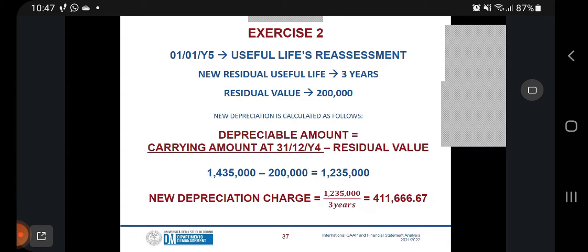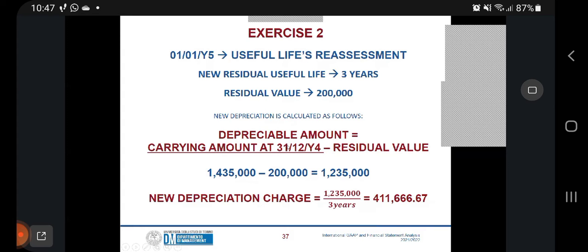On the 1st of January year 5, please pay attention, there is a useful life reassessment. The company has to consider the new residual life equal to 3 years. The previous one was 5 years, the residual useful life. So, the new depreciation charge is computed as follows.